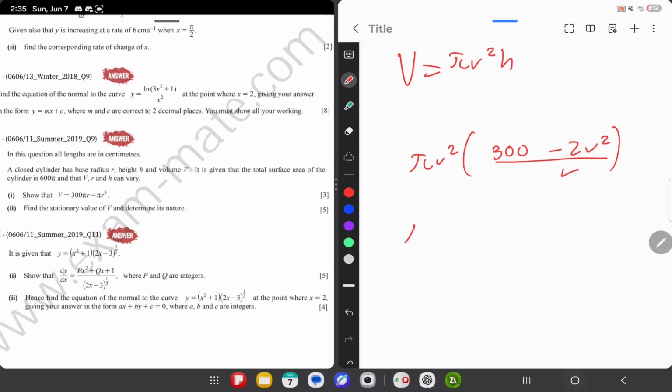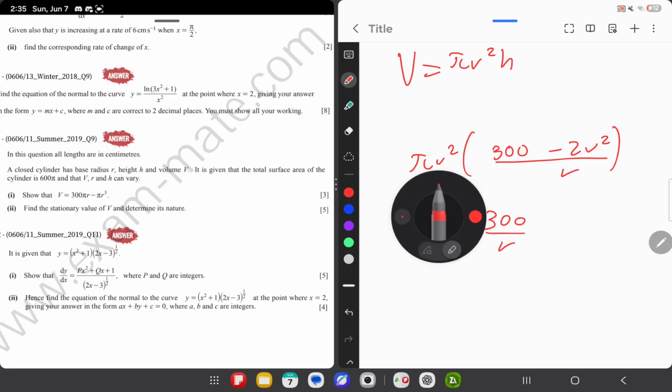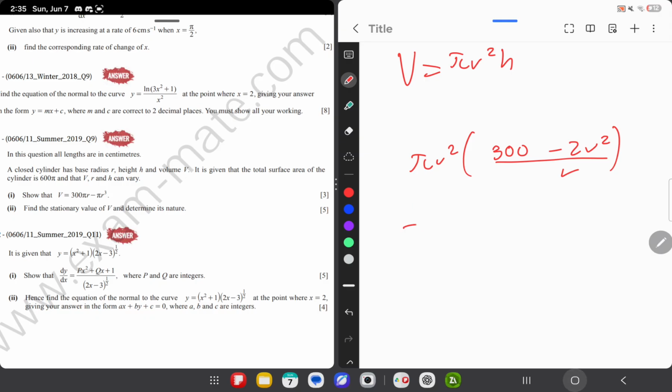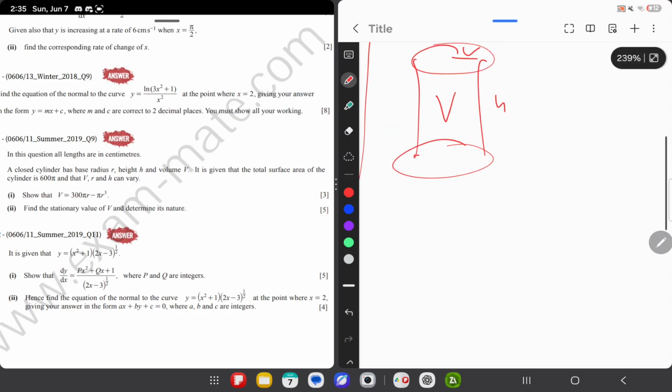Now pi r squared times 300 over r evaluates to 300 pi r, like we said earlier, minus pi r squared times 2r squared over r. What does this evaluate to? This is pi r cubed. Nice, we've shown that it is indeed equal to that. Free 1 mark. Oh my god, I did all that for nothing.